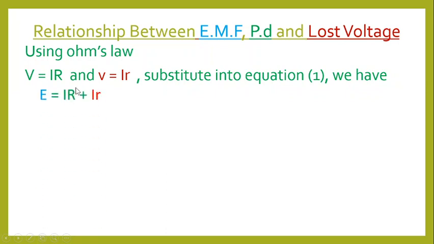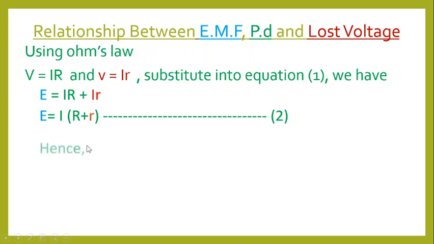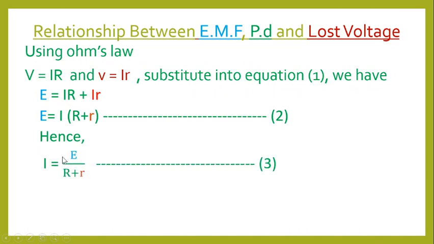So if you substitute the two into the previous equation, which is V subscript R plus V subscript r, we can have E equals IR, where the first one represents the terminal potential difference, while the second one, I small r, represents the lost voltage. Now, if you factor out what is common to these two, which is I, you have I times R plus small r. Then making I the subject of the formula, you have I equals E over R plus small r. Then from this, you can have your output.